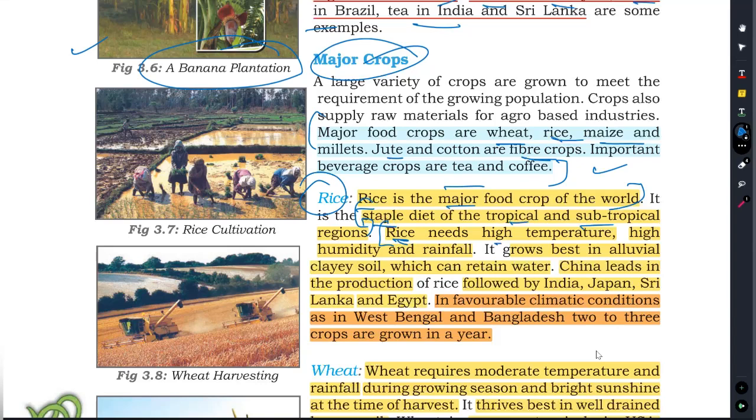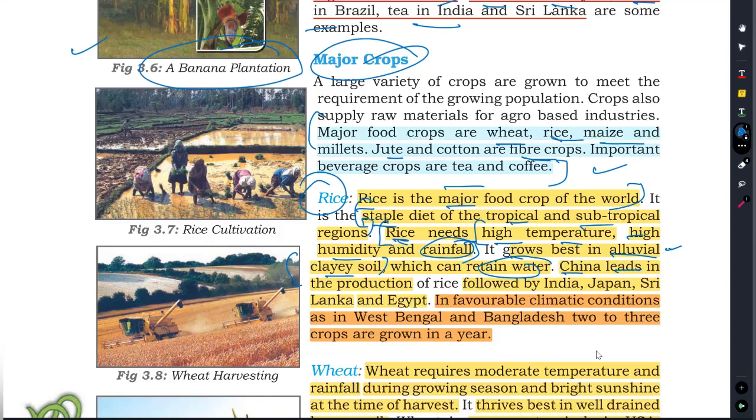Rice needs high temperature, high humidity and rainfall. It needs very high temperature, high humidity and rainfall most of the period of its growth. It is best grown in alluvial clay soil. Why? This type of soil retains water. Rice needs more humidity and high rainfall, right? If you grow this rice in this type of soil, it retains most of the water which it gets. That's why this soil is very important for growth of rice.